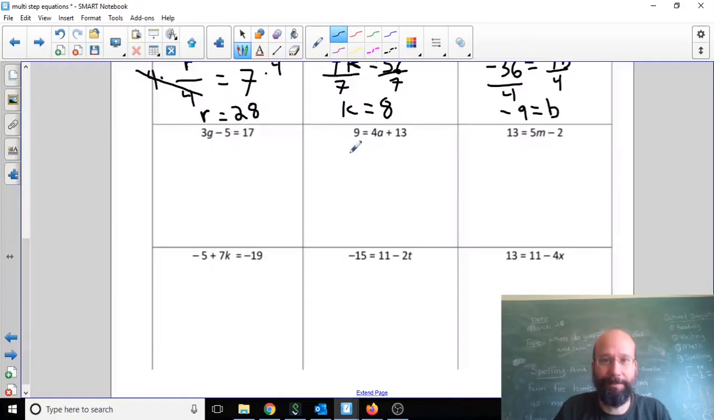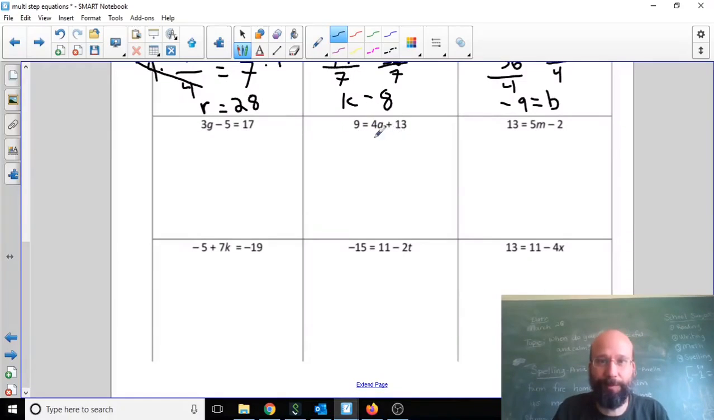All right, let's do this one. So we're solving for a. We have a multiplication and addition. I'm going to do the subtraction from both sides first. 9 minus 13 is negative 4 equals 4a. This is multiplication, so I'm going to divide by 4. Negative 4 divided by 4 is negative 1 equals a.